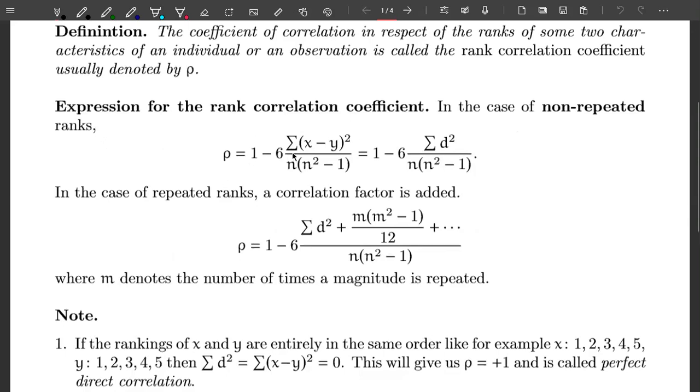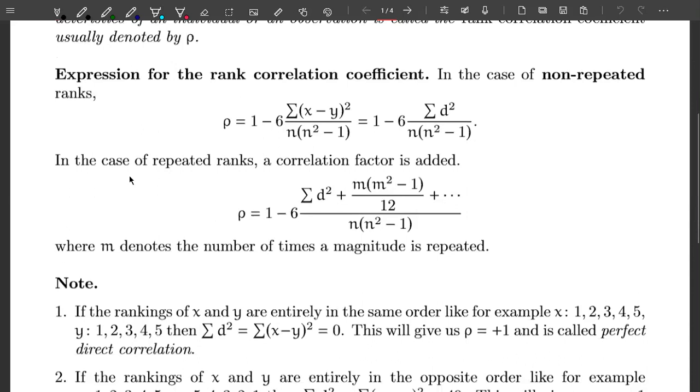minus 6 into summation of (x minus y) whole square divided by n into (n square minus 1), where x is the rank of the first variable and y is the rank of the second variable, and here (x minus y) whole square can also be called d square, and n is the number of values given.